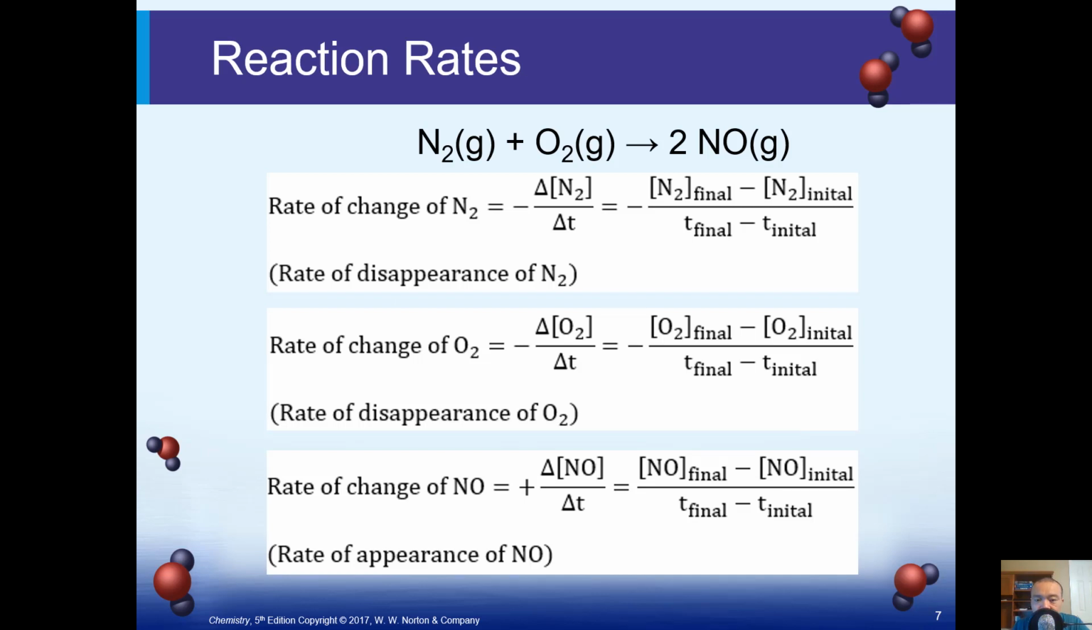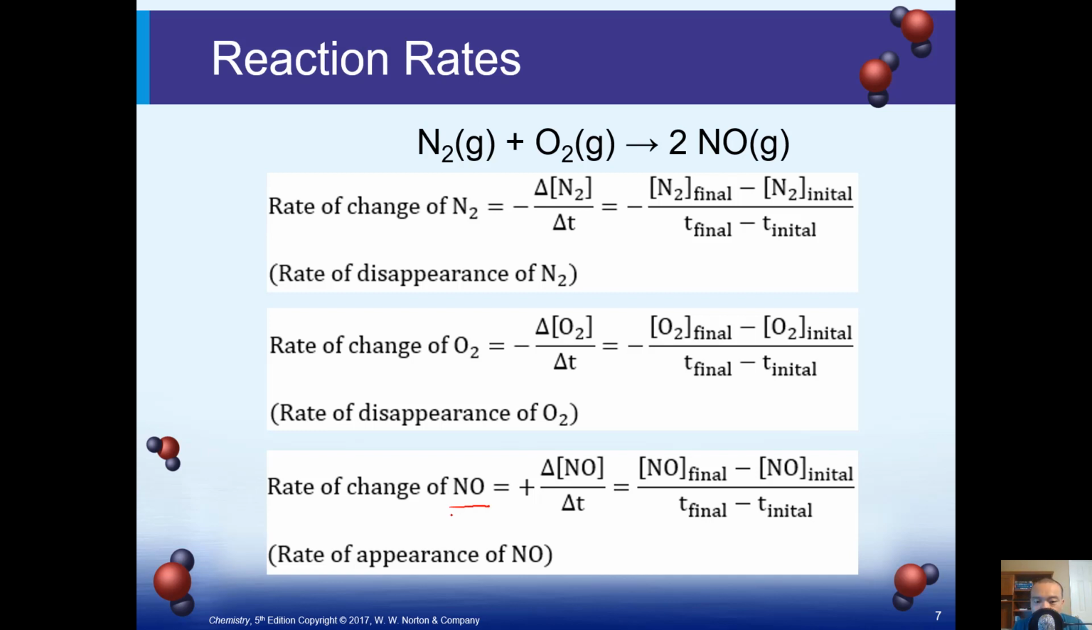Let's return to the reaction between nitrogen and oxygen that we introduced at the beginning of the chapter. The amount of nitrogen monoxide formed in a given period of time depends on how fast the reaction proceeds. We can define the rate of the reaction in terms of change in the concentration of the product.